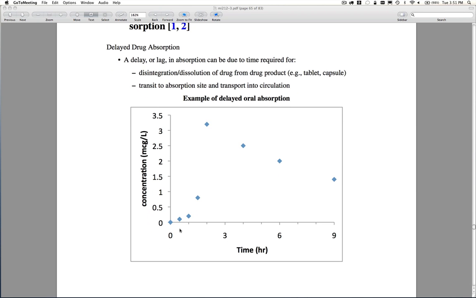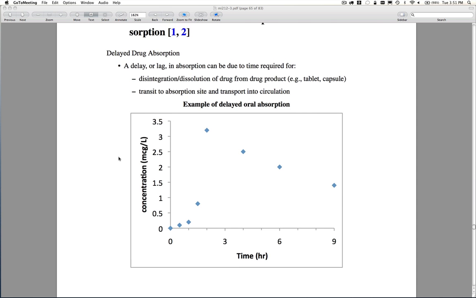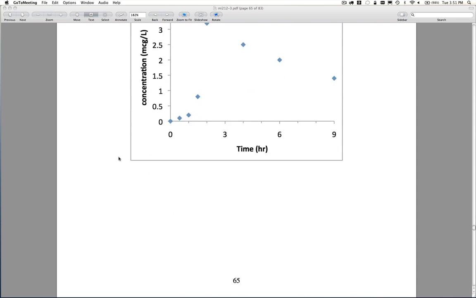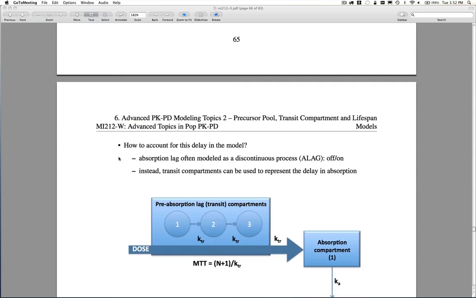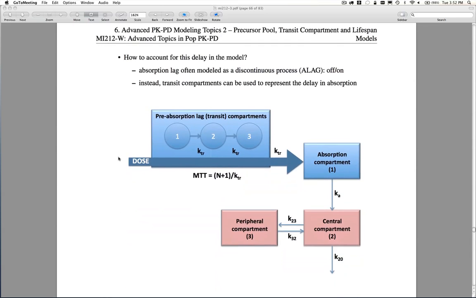Typically, what we've done in the past is we've imposed this on-off delay or lag time where there's no absorption and then all of a sudden absorption can occur. This often leads to estimation difficulties when you look at differences between individuals. So I think a more continuous model such as the transit compartment model does a better job of not only describing the data, but also allows more flexibility in estimation.